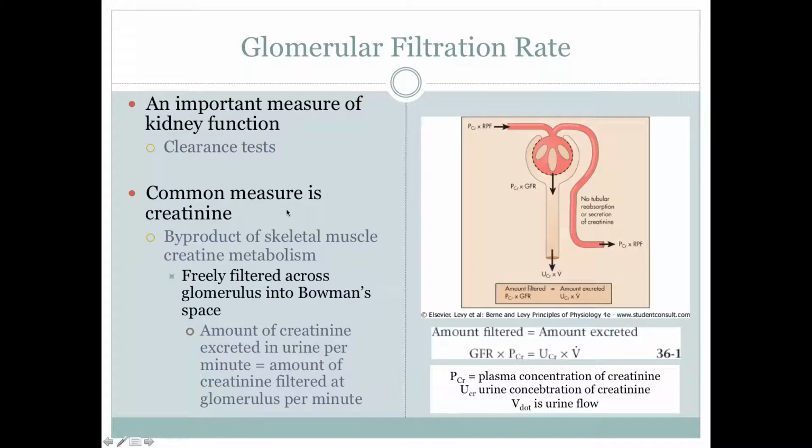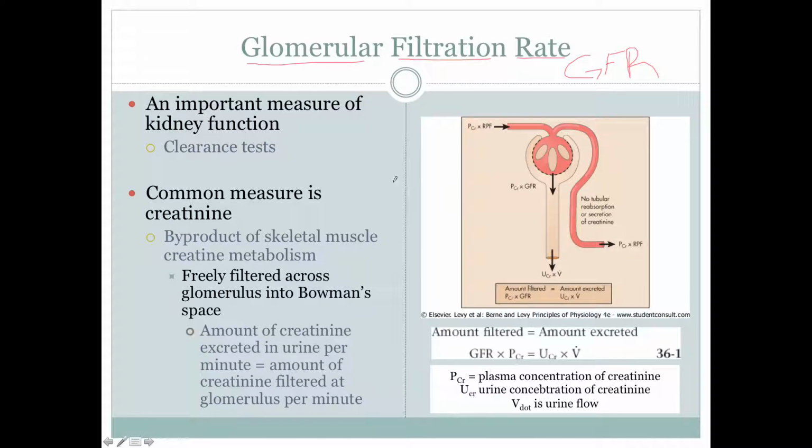The way that we measure how fast, or really it's a pressure, so how much filtration is going on, is called the glomerular filtration rate, or GFR for short. So you'll see GFR on a lot of these slides. The glomerular filtration rate is the rate at which products are being squeezed from the glomerulus into the Bowman's capsule and renal tubule.